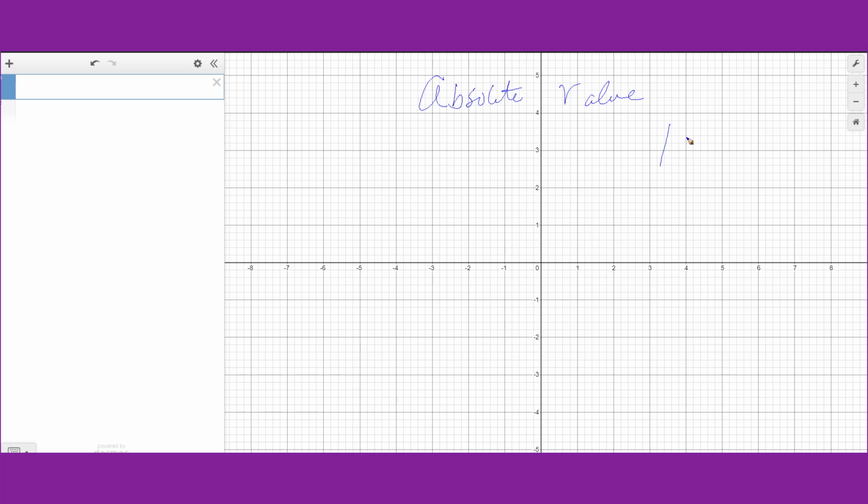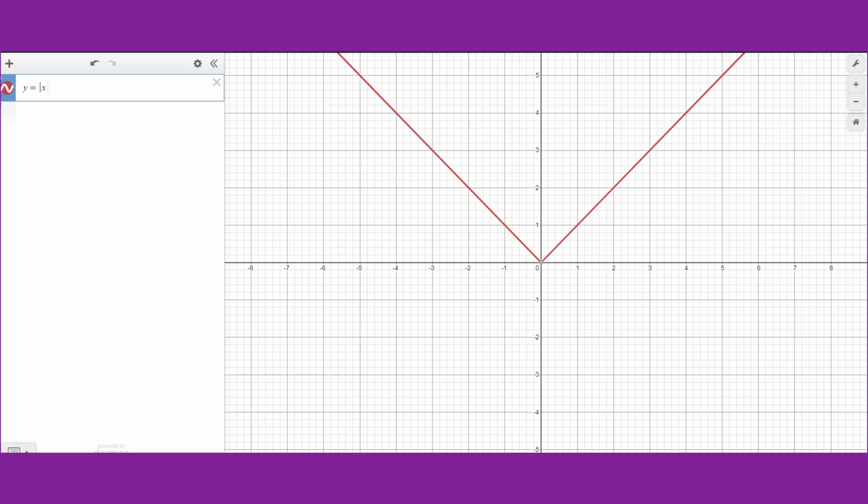So if I'm looking, for example, at the absolute value of 1, the absolute value of 1 is 1. And if I look at the absolute value of negative 1, well, that's also going to be 1. So having said that, the parent function of an absolute value function is f of x equals the absolute value of x. So let's get that into our Desmos, and then we'll go from there. So f of x, I'm just going to call it y for now, f of x equals the absolute value of x.